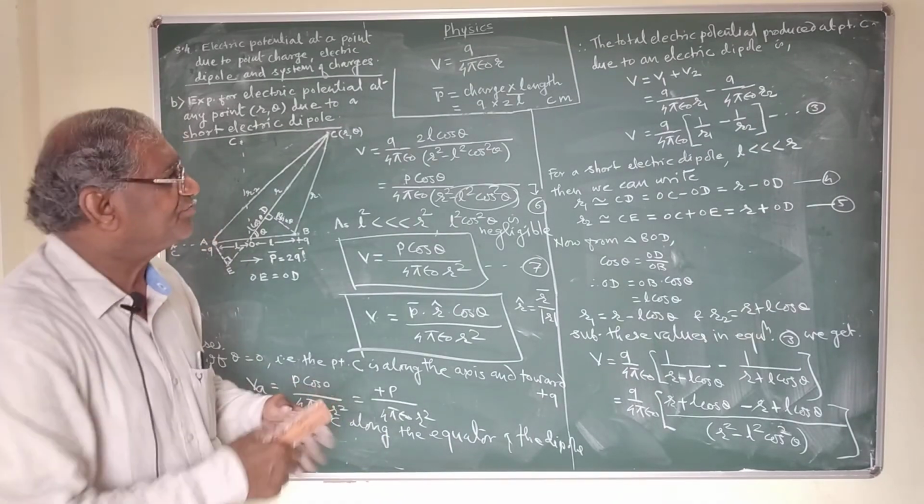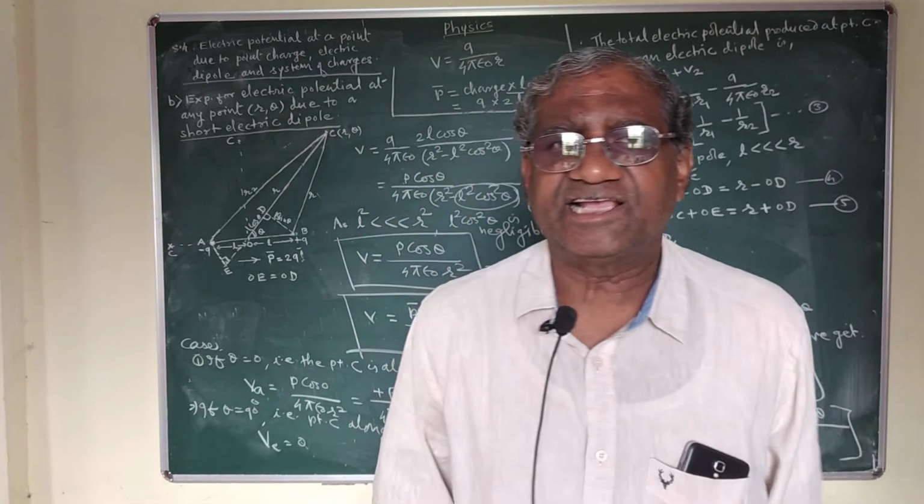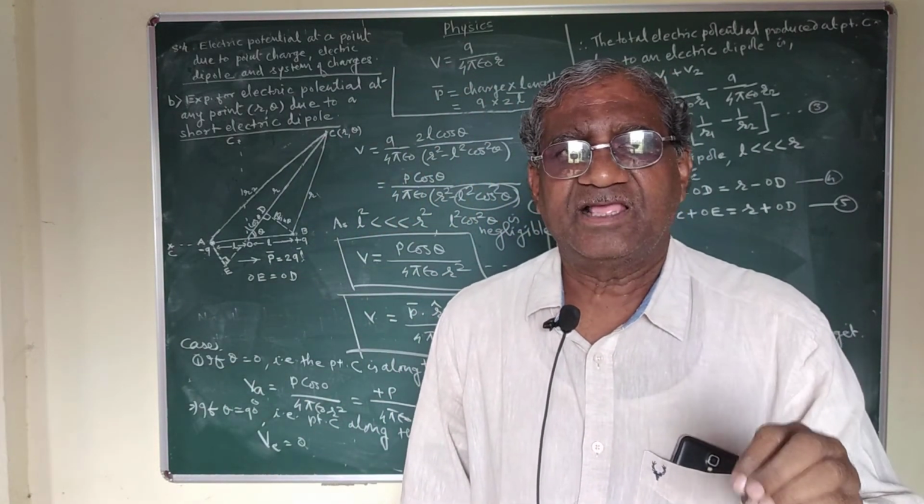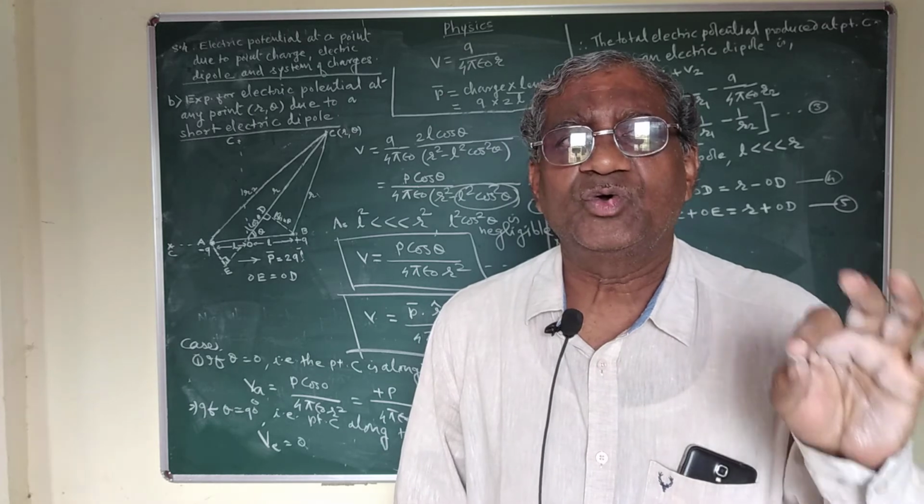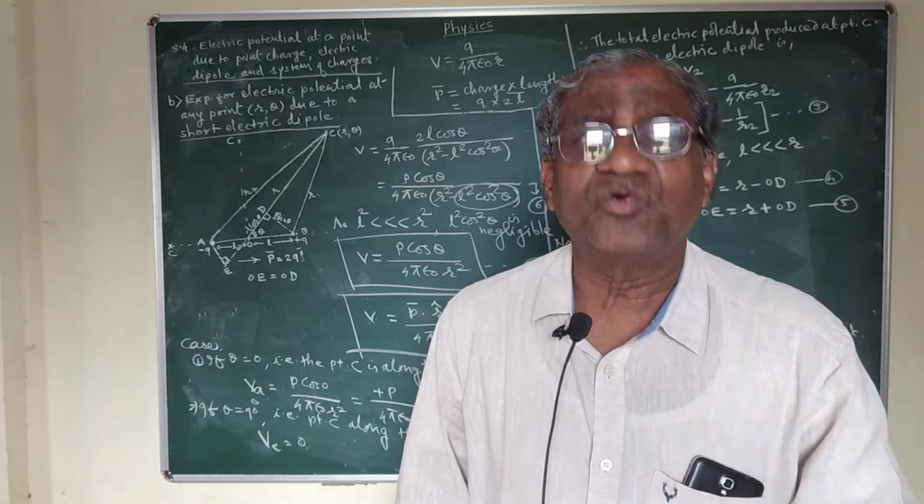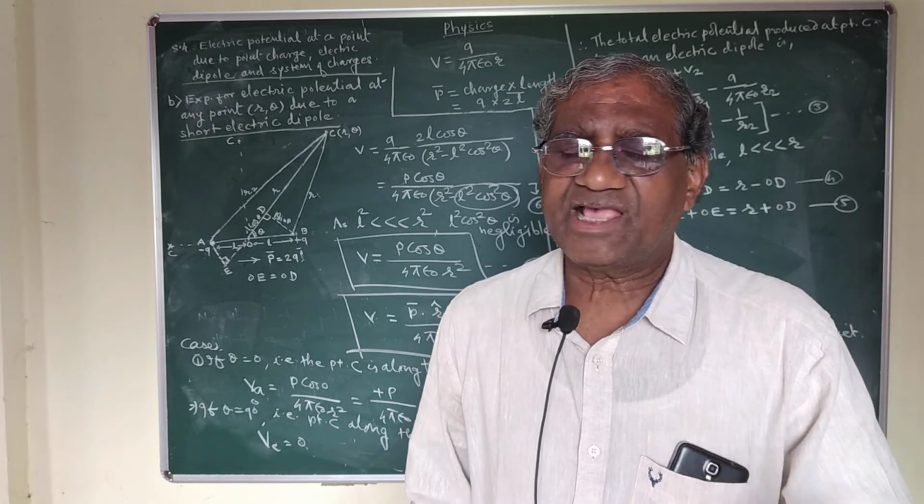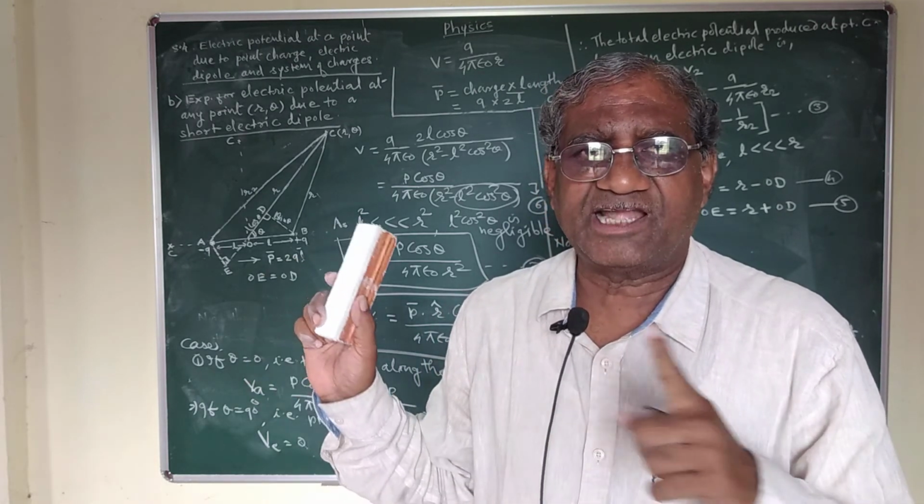So, this is one of the methods by which we can obtain the expression for electric potential at any point due to a short electric dipole. Now, in the textbook, a method is given. By using this method, we can obtain the expression for electric potential.